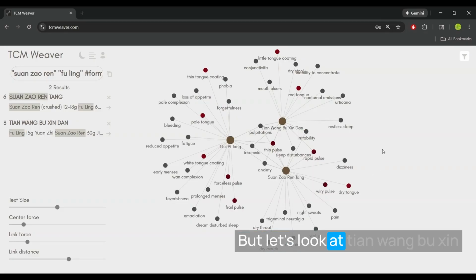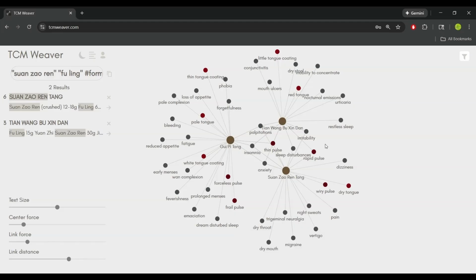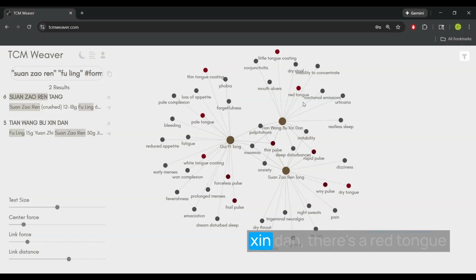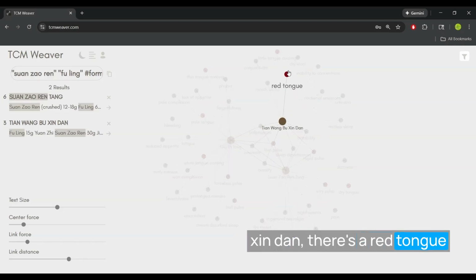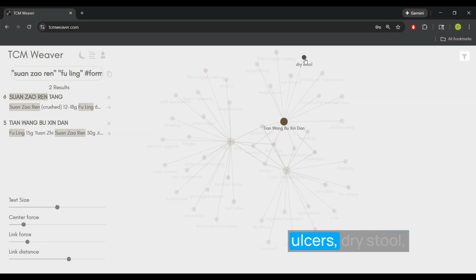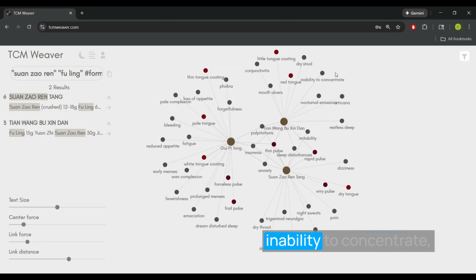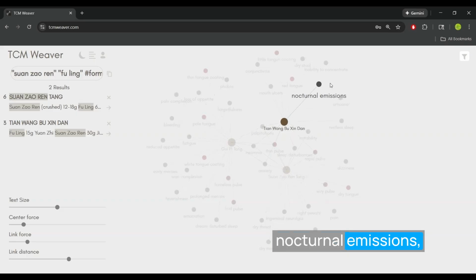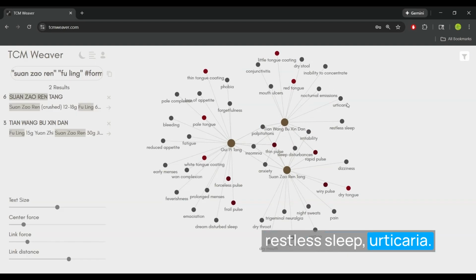But let's look at Tianwang Bushen Dan and compare it to Swanzauren Tong, because they're going to have quite a bit in common. How are they different, though? You can see with Tianwang Bushen Dan, there's a red tongue and a little tongue coating. There might be mouth ulcers, dry stool, inability to concentrate, nocturnal emissions, restless sleep, urticaria.